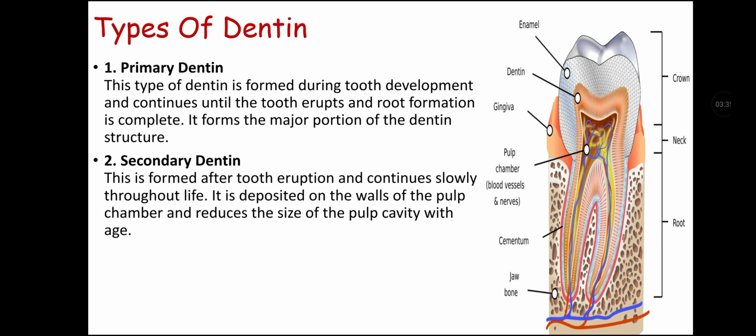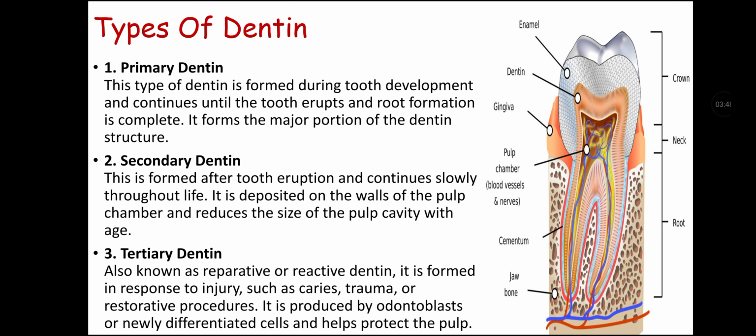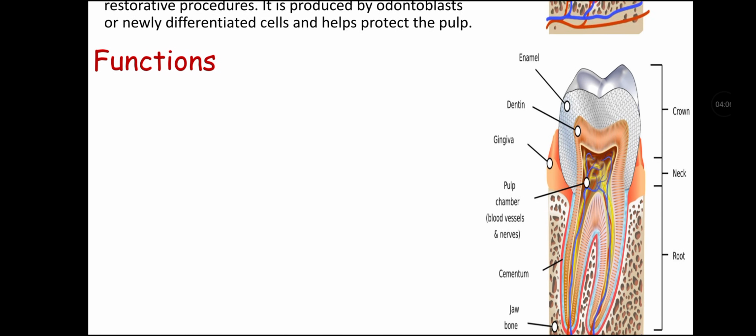Second type of dentin is secondary dentin. This is formed after tooth eruption and continues slowly throughout life. It is deposited on the walls of the pulp chamber and reduces the size of the pulp cavity with age. Third type of dentin is tertiary dentin. It is also known as reparative or reactive dentin. It is formed in response to injuries such as caries, trauma, or restorative procedures. It is produced by odontoblasts or newly differentiated cells and helps protect the pulp.